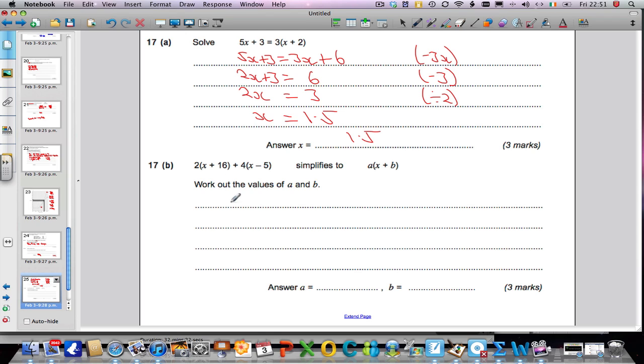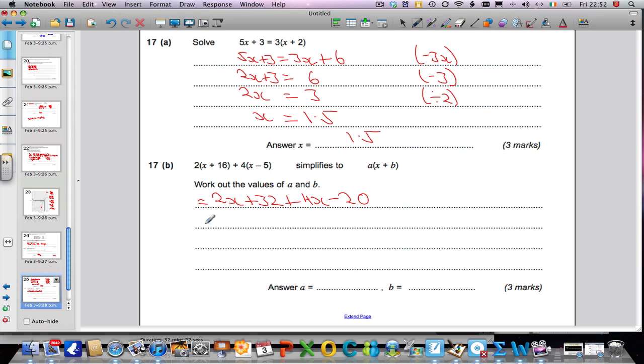And the final question of the paper, we're asked to work out the values of a and b. Now this can look a lot scarier than it really is. One thing everyone should be able to do is at least expand and simplify. So expand and simplify. It looks familiar. Right, so 2 times x is 2x. 2 times 16 is 32. Plus 4 times x is 4x. And 4 times negative 5 is minus 20.